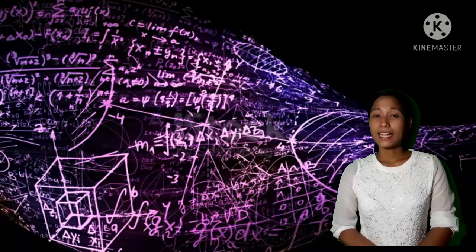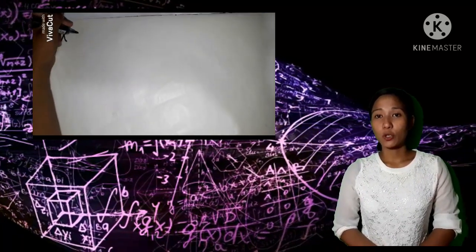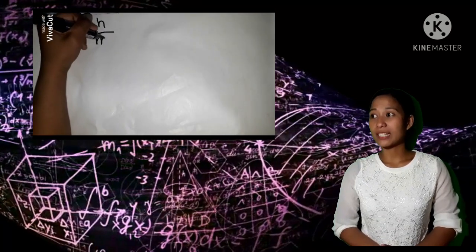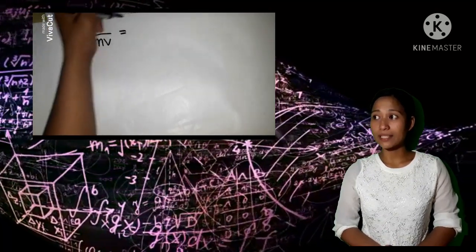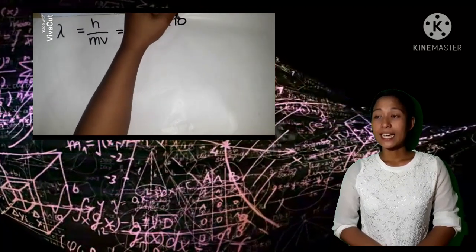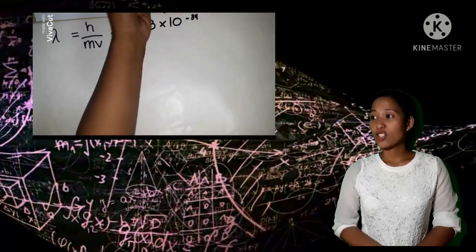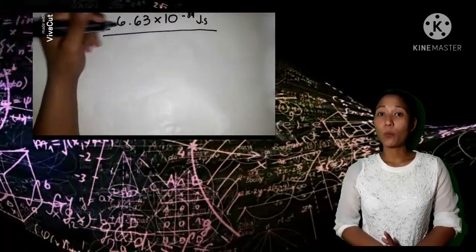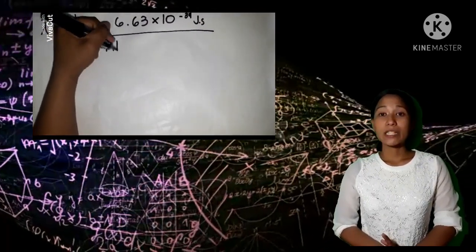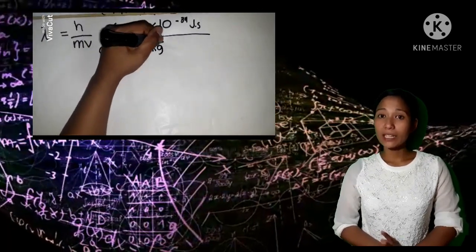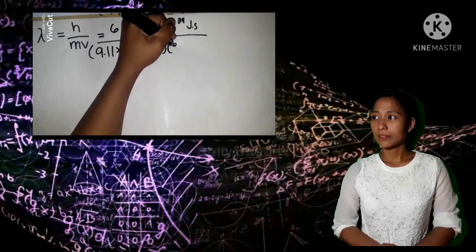Let's apply the de Broglie wavelength equation, which is lambda is equal to the Planck constant, which is 6.63 times 10 raised to negative 34 joules second, divided by the mass, which is 9.11 times 10 raised to negative 31 kilogram, times the velocity, which is 3 times 10 raised to 8 meter per second.